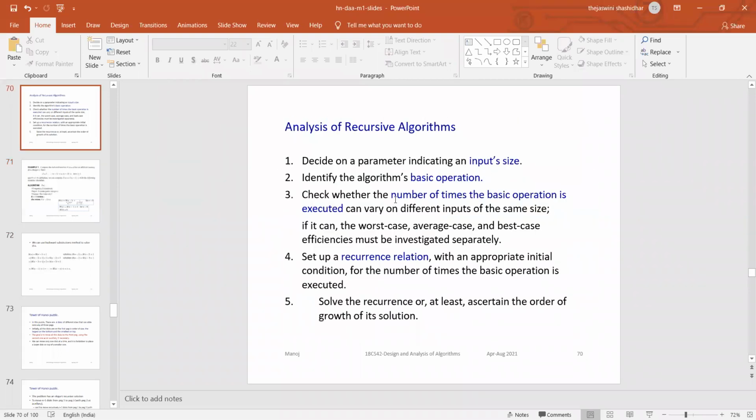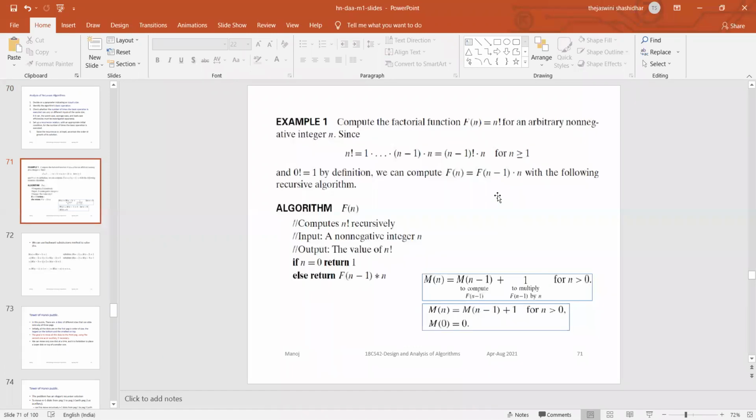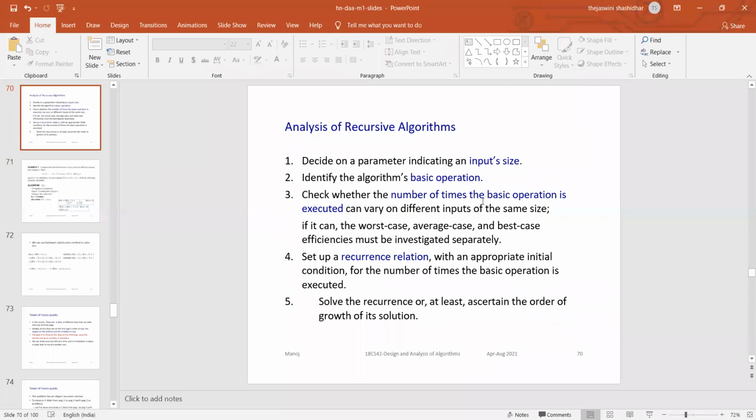Next, check the number of times the basic operation is executed. Suppose you are given the value 2. 2 factorial is 2 into 1 factorial. 1 factorial is 1 into 0 factorial, which is 1 only. So for 2 factorial, how many times is it executed? 2 times. That is the number of times.